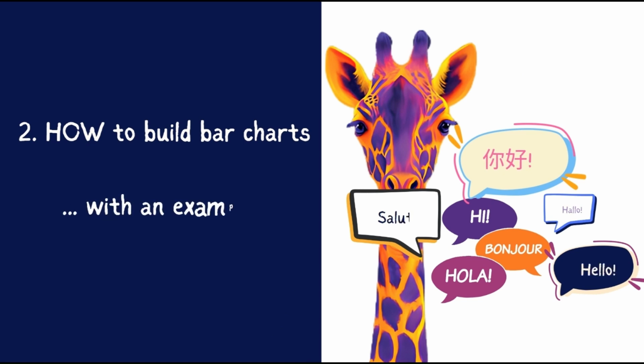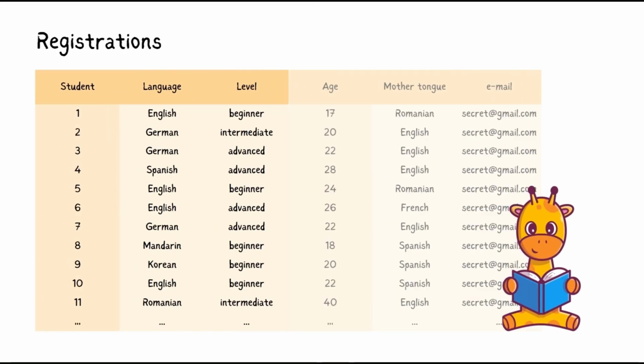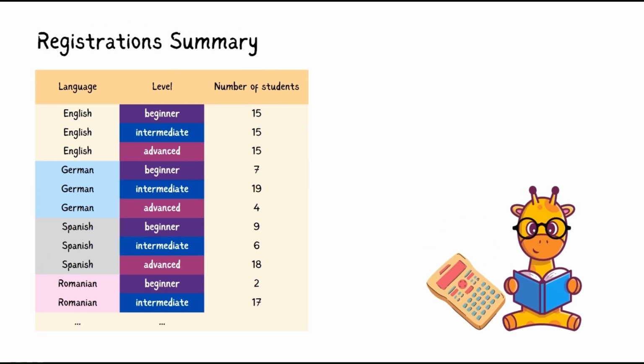I've started learning German relatively late in life. It was a slow process, but to speed it up I've decided to pursue an intensive 3-month language course in a language school. There were students all over the world interested in learning the 6 languages offered by the school: English, German, Spanish, Mandarin, Korean and Romanian. Students registered based on their language level, beginner, intermediate or advanced. The school's program manager summarized the number of registrations by language and level.